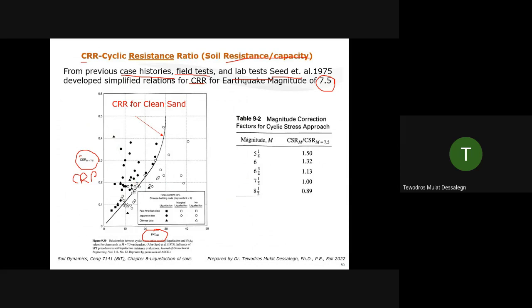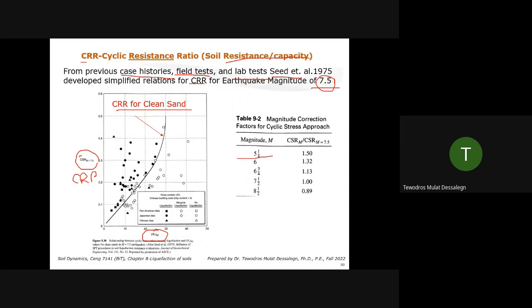So CRR for clean sand with no fineness, he developed this average value. From field tests, he estimated a lot of data and came up with this. For what magnitude of earthquake? 7.5. But earthquakes don't happen at 7.5 all the time, so he introduced some correction factors for other magnitudes.